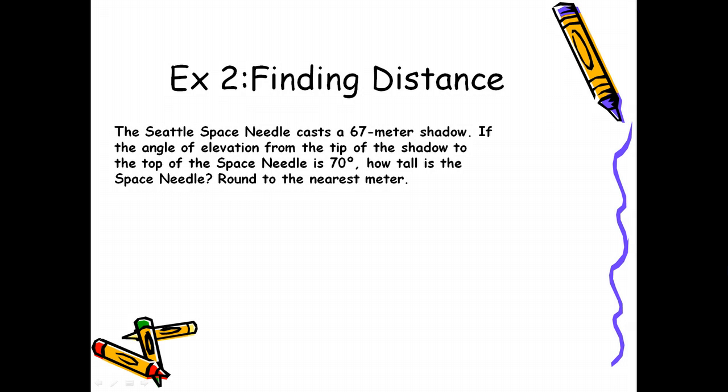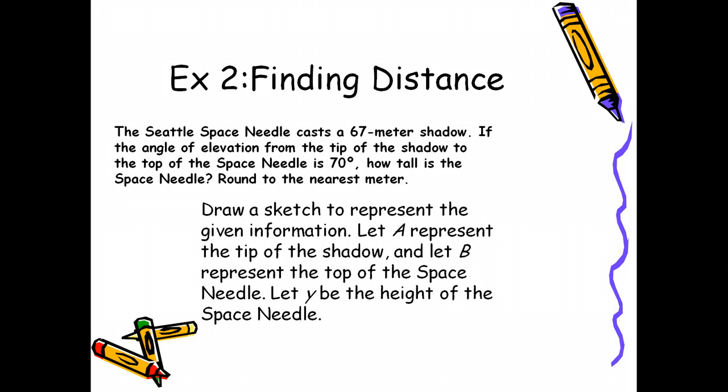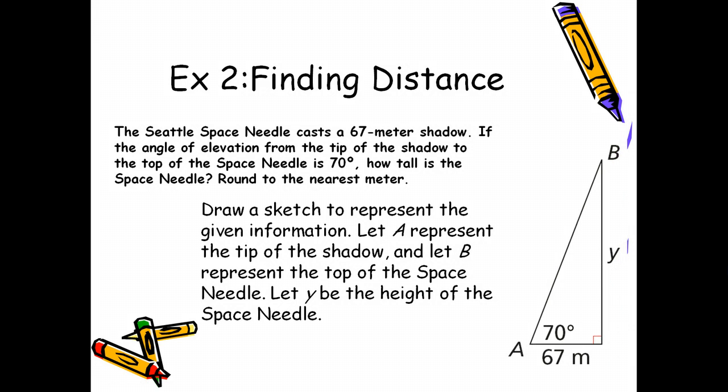The Space Needle casts a 67-meter shadow. If the angle of elevation from the tip of the shadow to the top of the Space Needle is 70 degrees, how tall is the Space Needle? And we want to round this to the nearest meter. The first thing we want to do always is draw a sketch that represents the given information. We'll let A represent the tip of the shadow and B represent the top of the Space Needle. We'll let Y be the height of the Space Needle, like this.